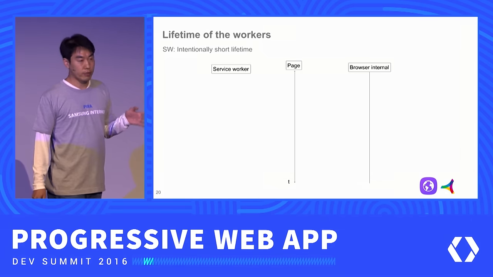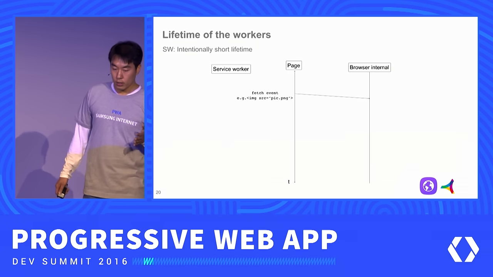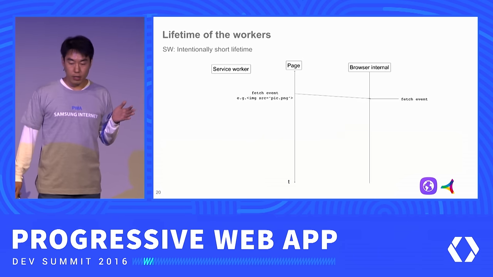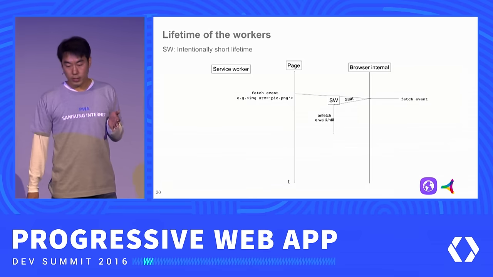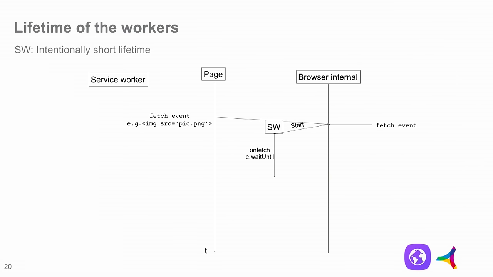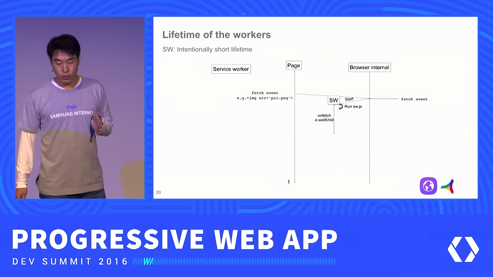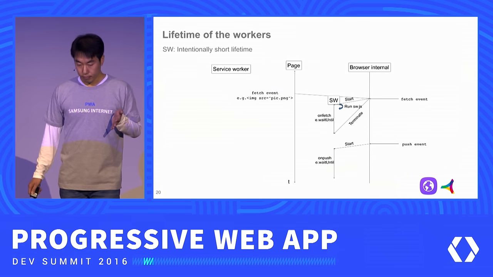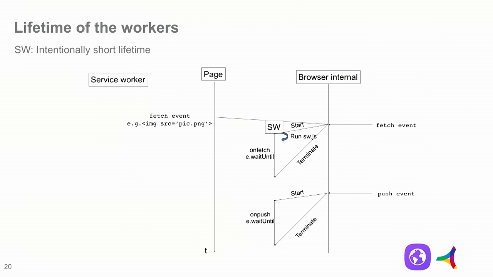But on the contrary, the service worker's lifetime is intentionally designed to be very short. As you have seen from the figure on the previous page, a service worker is spun off by some browser event. Let's say a fetch event has occurred, then the browser creates an independent thread for the service worker, which runs and dispatches the functional event there. When the event handling is done, the browser internals terminate the service worker. The same thing happens with the push API. Actually, browsers do smart things, like keeping the service worker alive until a sequence of events is handled, but the basic concept of service worker lifetime is like this.